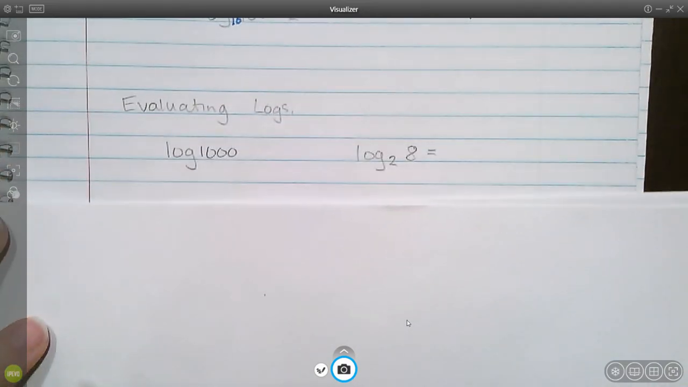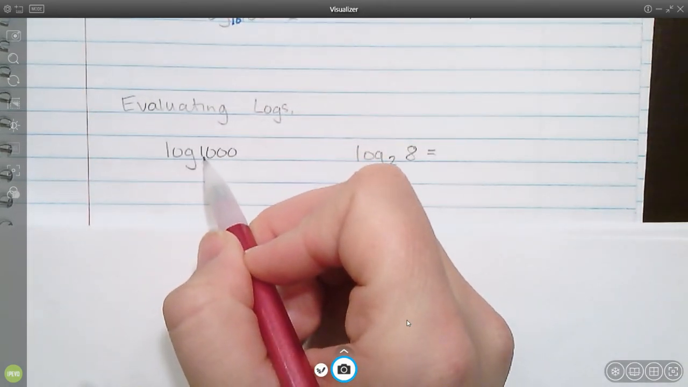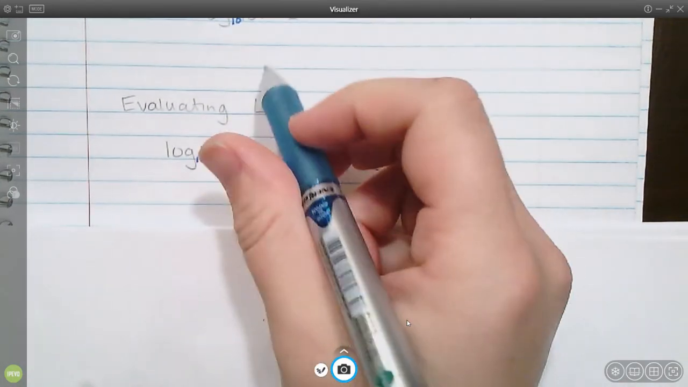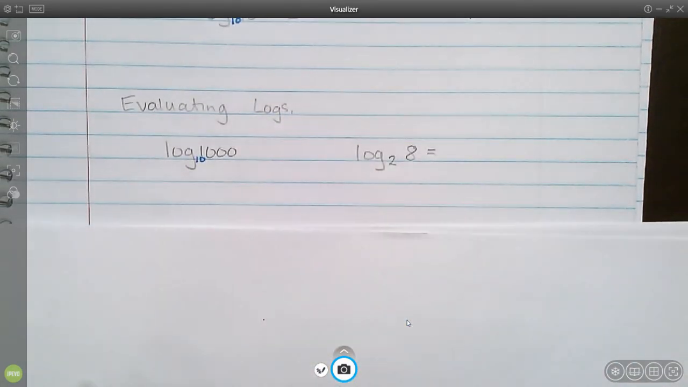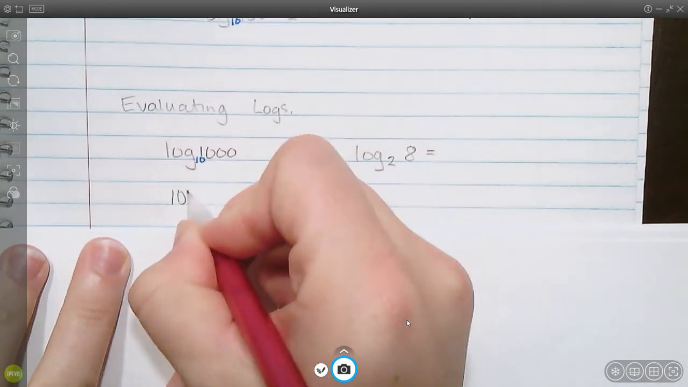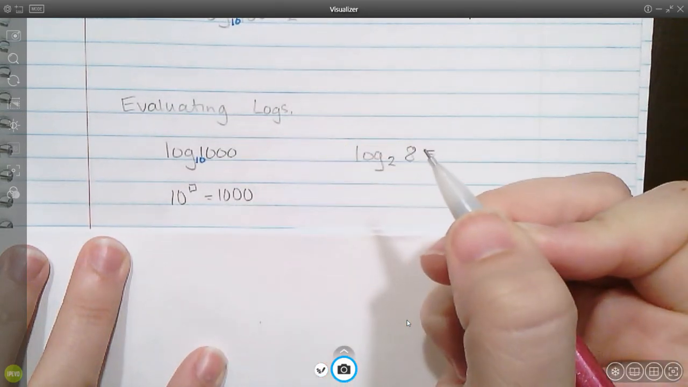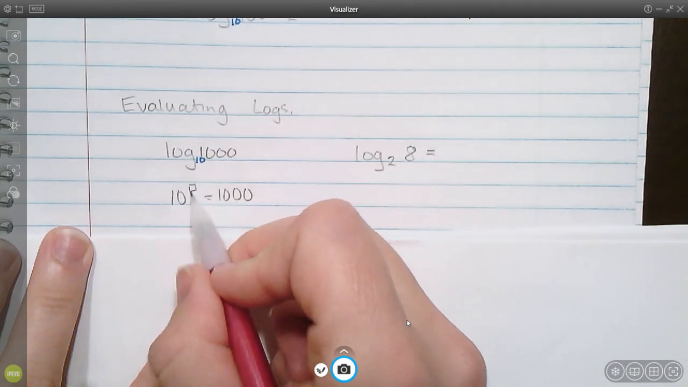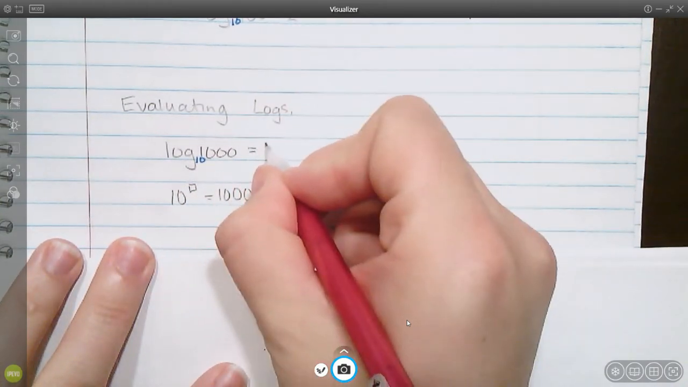Okay, and then the last thing we need to look at is just evaluating logs. So our first problem is log, no base, of 1,000. So we know we have a 10 here based on what we just talked about. So in my head, I am thinking 10 to the power of what is going to give you 1,000? Well, 10 squared is 100. 10 to the third is actually 1,000. So we can write log base 10 of 1,000 equals 3.